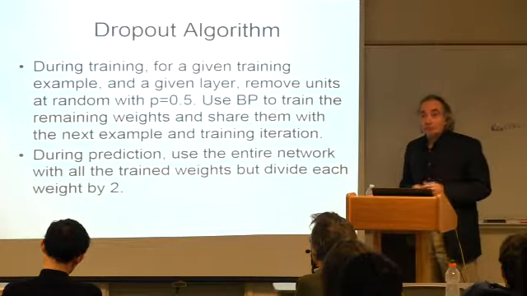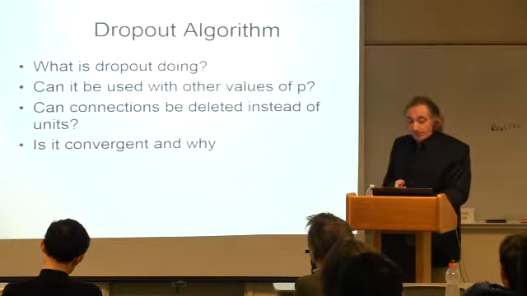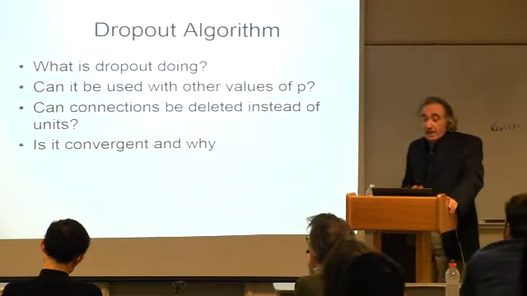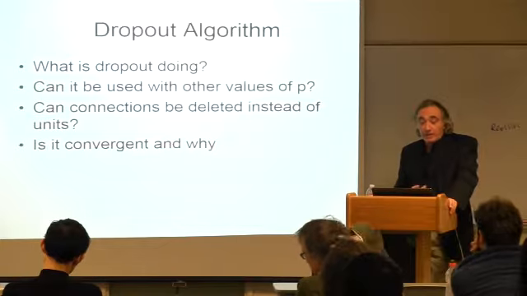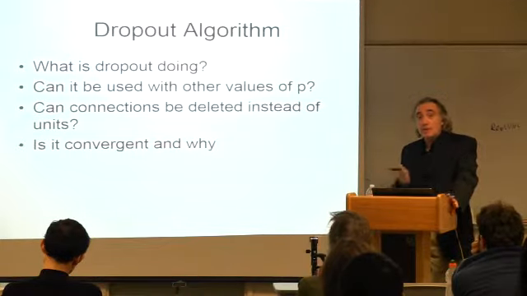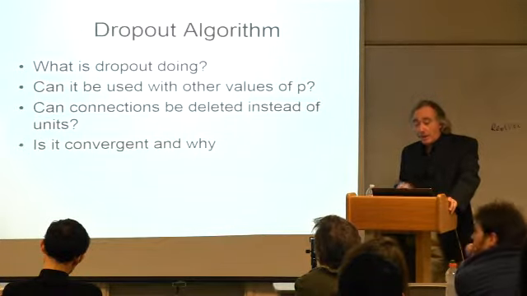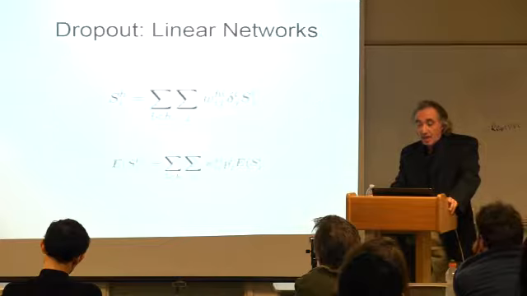Now, why is this true or even plausible? Let me try to show you that in a more mathematical way. And what happens if you use different values of P? What if you apply dropout to connections rather than units? You delete connections rather than deleting neurons, if you want. Why is there convergence, etc.?